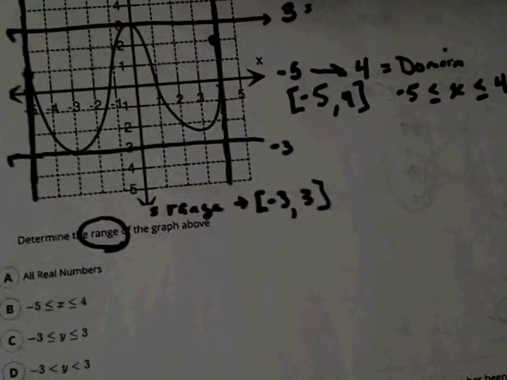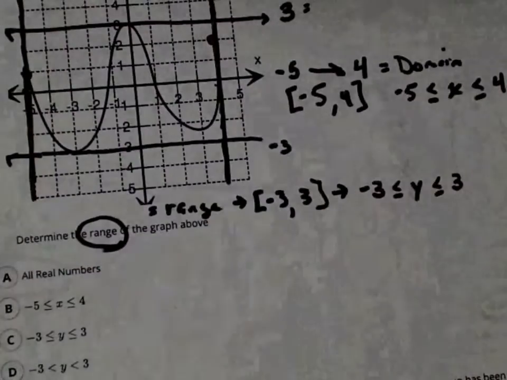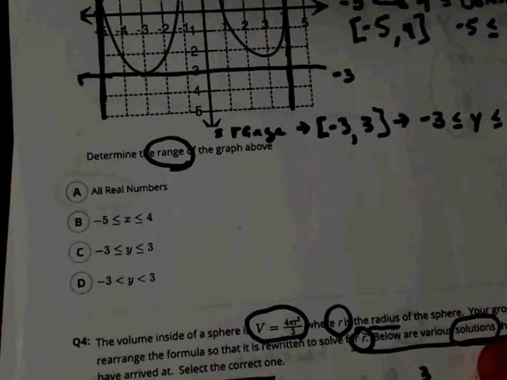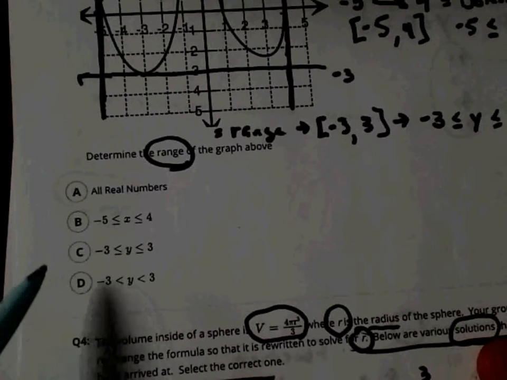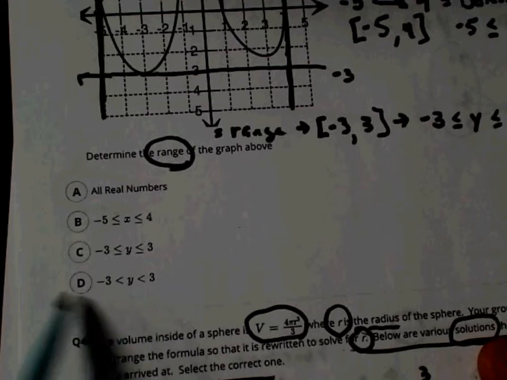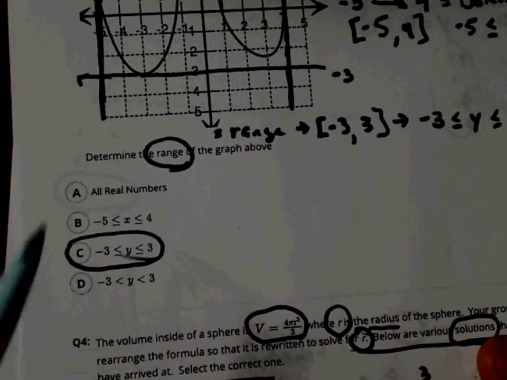How would I write it the other way? -3 is less than or equal to y, which is less than or equal to +3. Correct? And so which one of those does that show up? So what's the difference between, you said D? What is the difference between C and D? In D, those are equal to. In D, it says it doesn't include -3, and it does. So it's C.